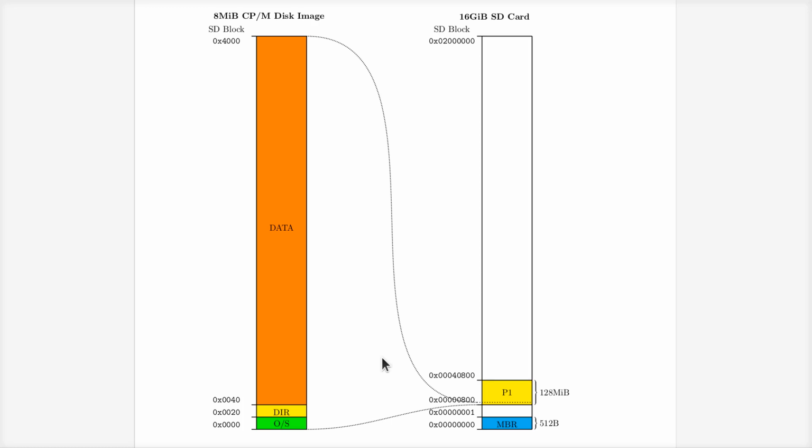Now remember, we talked about this before. This is an image of, if we have an 8 megabyte disk image that's extracted, that we're going to store along with other things on our 16 gigabyte SD card, right? This thing is 2,000 to 1 bigger than we're going to use, right?